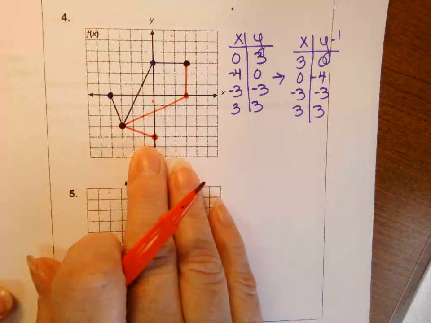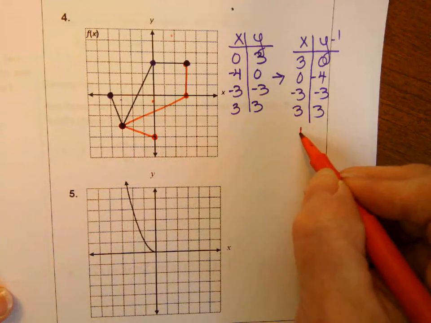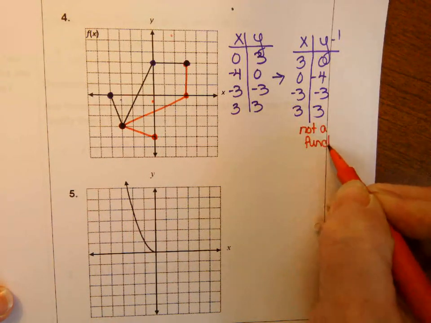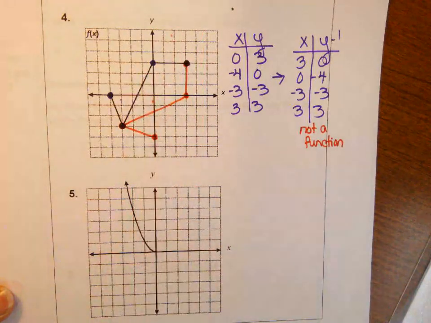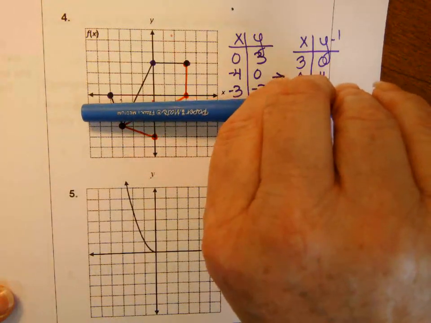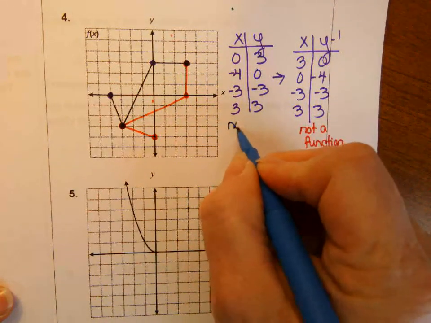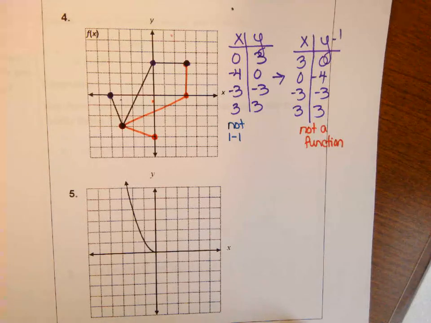Okay, is this inverse a function? No. So this is not a function. Right here, it's not passing the vertical line test. But it also didn't pass the horizontal line test, right? Right here, and right here where it's constant, this was not one-to-one. So we knew that up front.